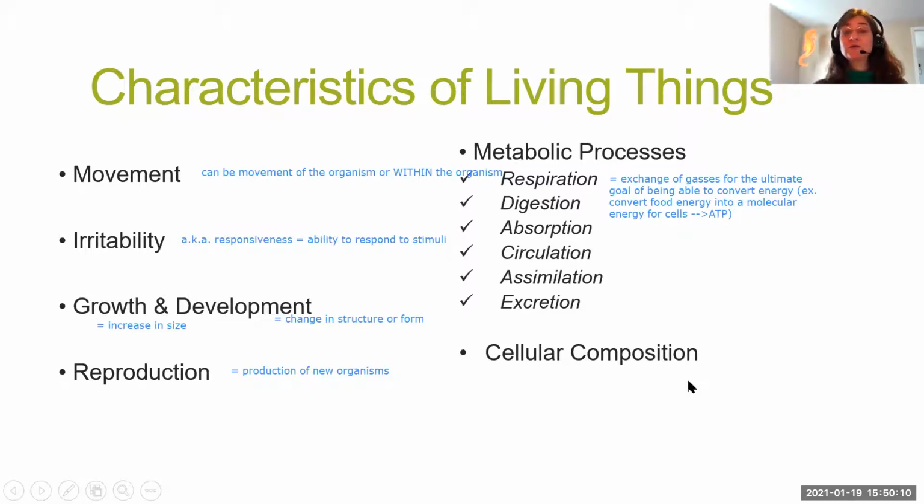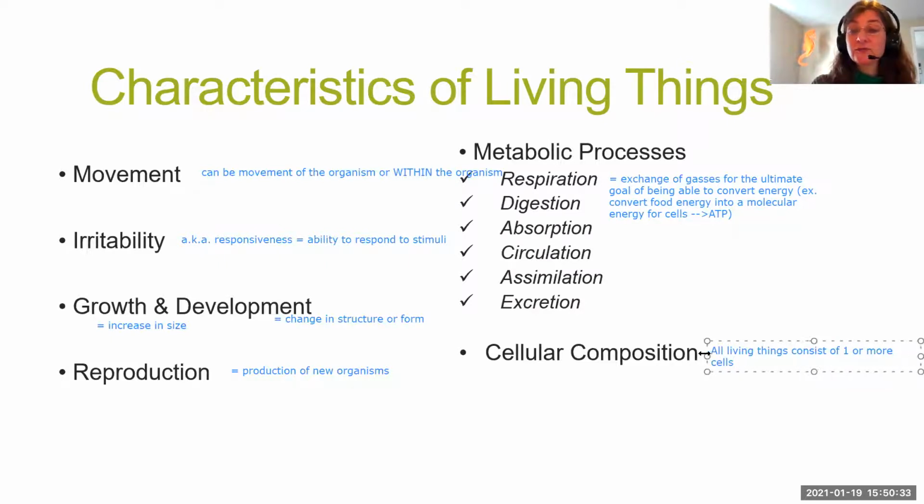Another critical characteristic of living things is the composition of cells. It's made of cells, okay? All living things have one or more cells. Your body has cells, right? It's made of cells, trillions of them actually. We're pretty sure that you have over 1 trillion cells. Trillions of cells make up your body.